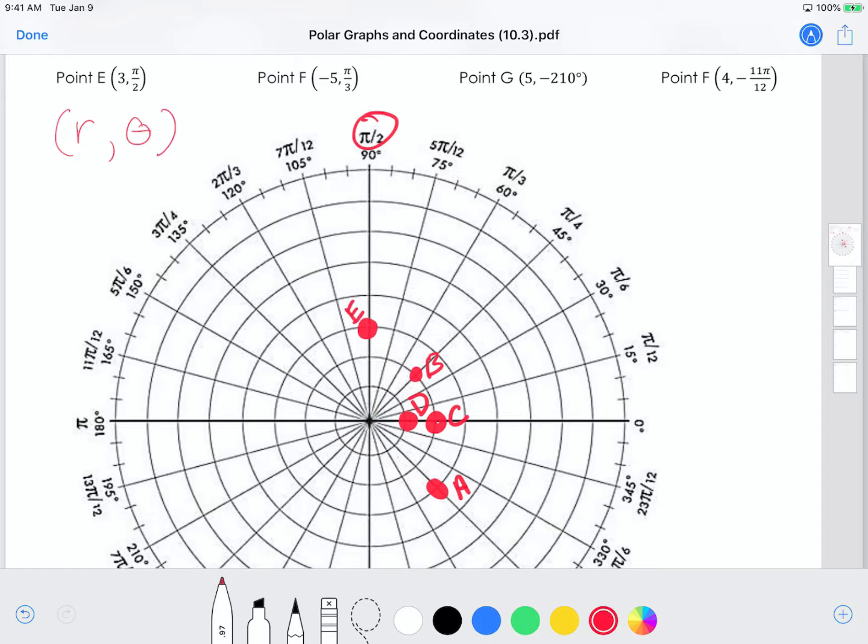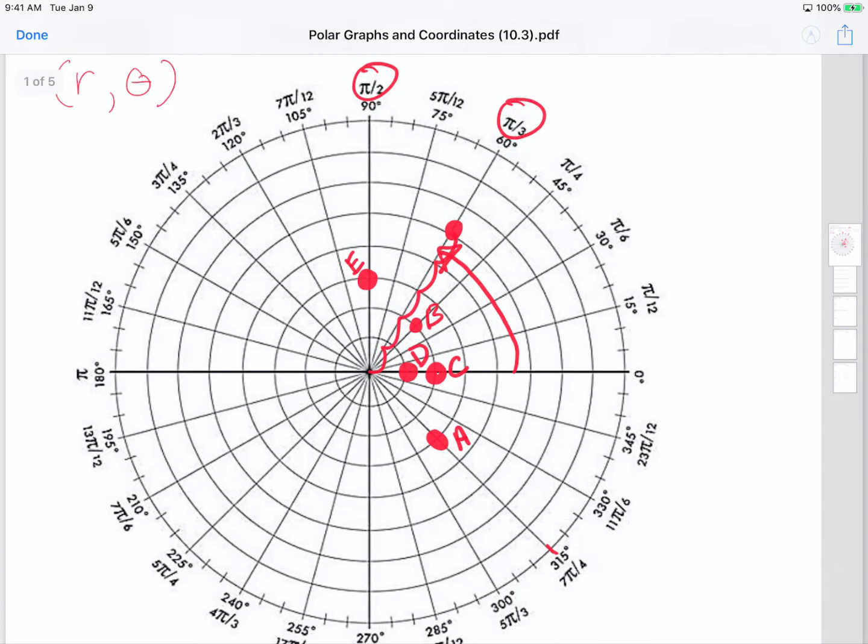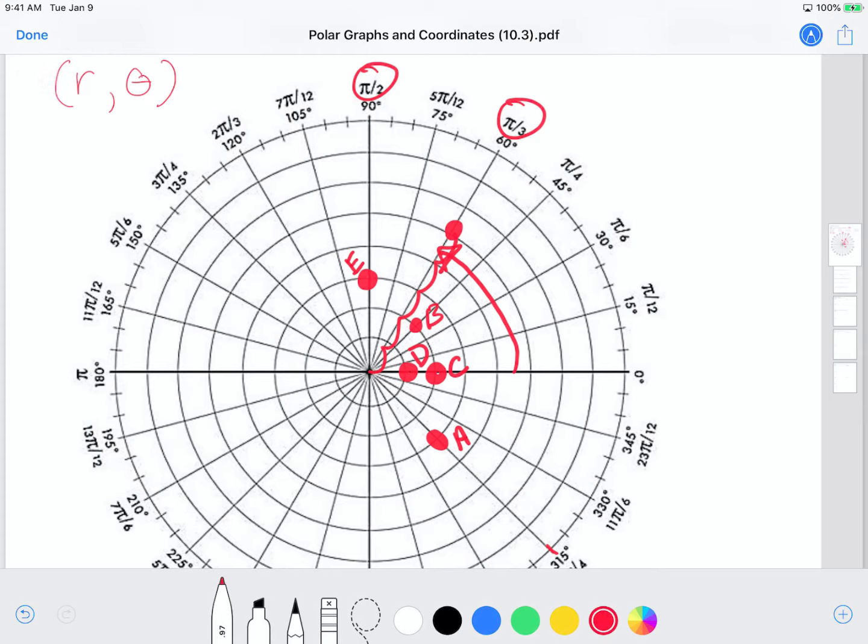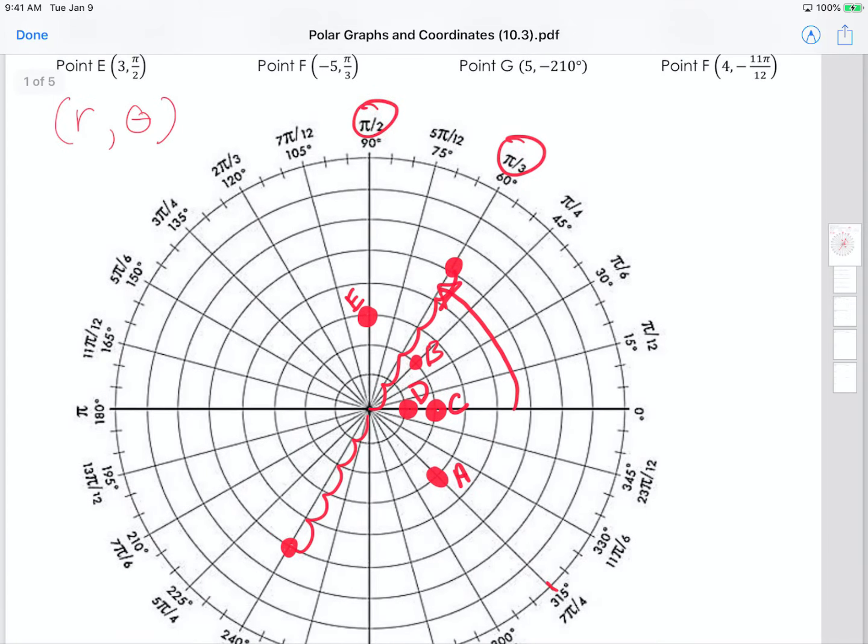Point F, I'm going to open pi over 3, and then go in the opposite direction, -5. So I'm opening to pi over 3. Here's pi over 3. If I come out from the center 1, 2, 3, 4, 5, this way, that would be 5, pi over 3. But I need to come out in the opposite direction, 5, to get my -5. So 1, 2, 3, 4, 5. This would be the point -5, pi over 3. So that's my point F.